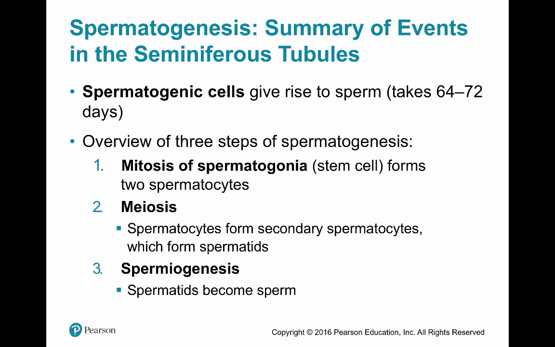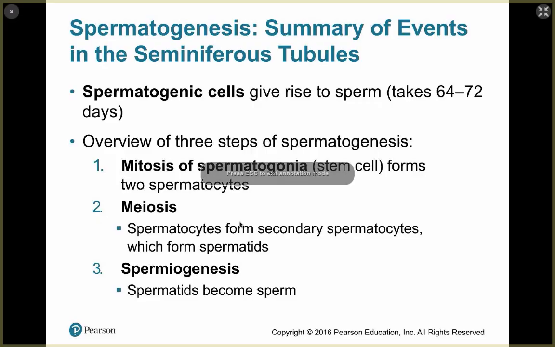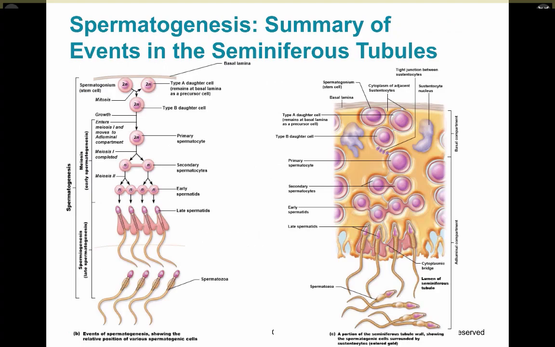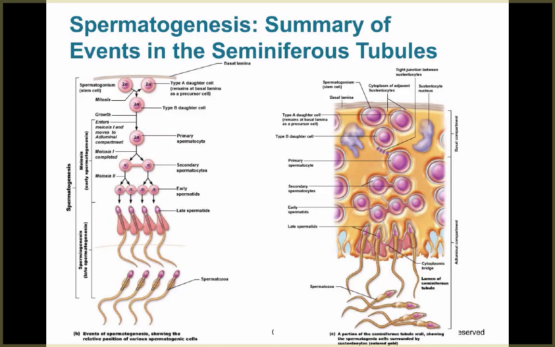And spermiogenesis is the process of spermatids, which are not active sperm, becoming sperm, right? Don't get spermiogenesis confused with spermatogenesis, which is the entire process of it. So let's look at a picture and talk about how it works.